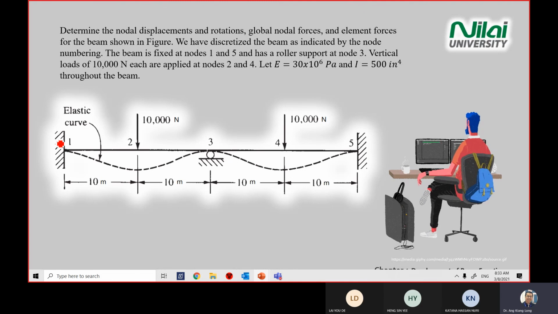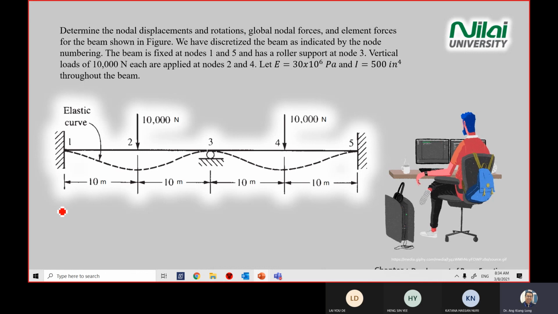On point 1, it is built into a wall. At point 2, there is a force load. At point 3, there will be a roller pin. And then there will be a force point again at point number 4, and point number 5 is built into the wall. So there will be a bending behavior under these two loads. The dashed line will be the end result after the loading. It will be a bending between point number 2 and point number 3.